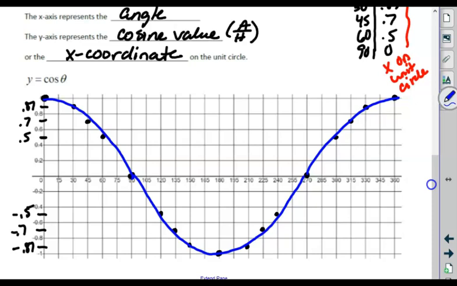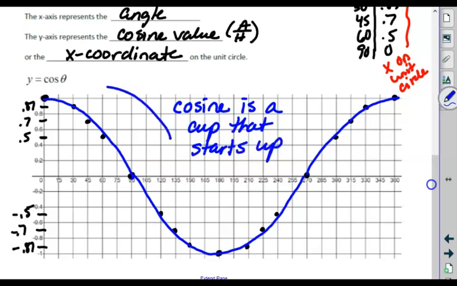But to give you a little phrase that might help you remember the shape of one cycle of the graph, I say that cosine is a cup that starts up. Cosine is a cup that starts up because it starts at its highest point. At 0 degrees, we're at 1. That's the highest that cosine can go, so it starts up. Now we're going to move on to tangent.